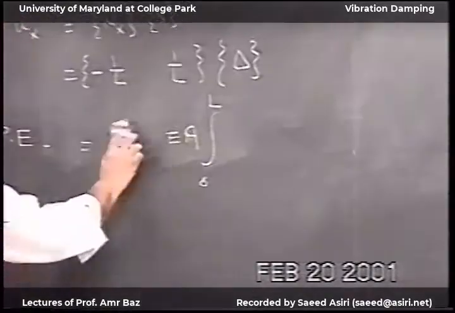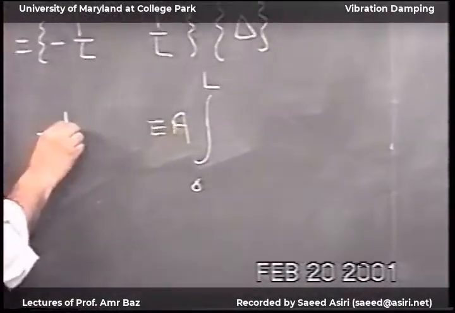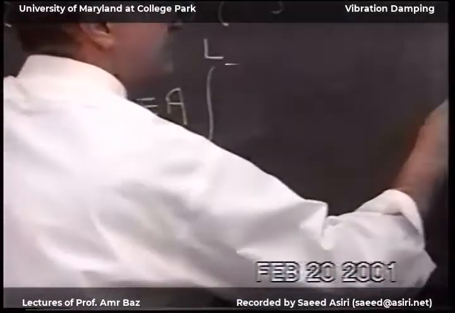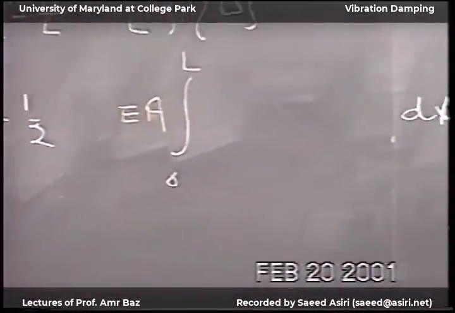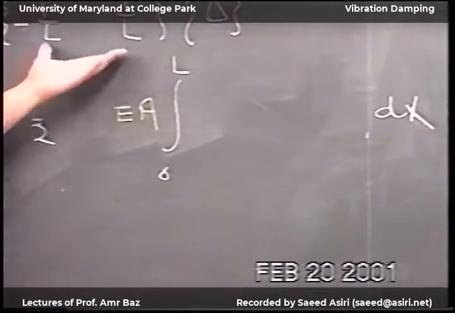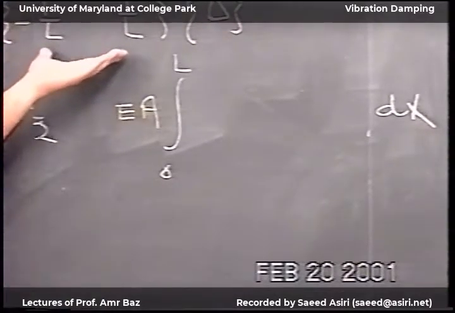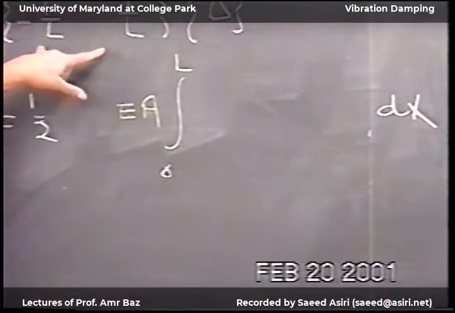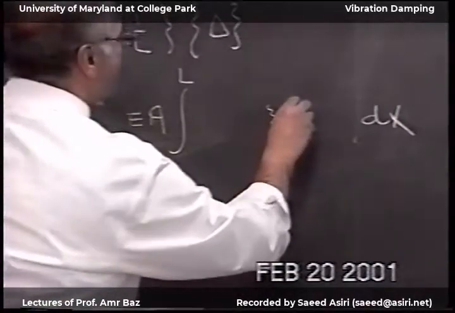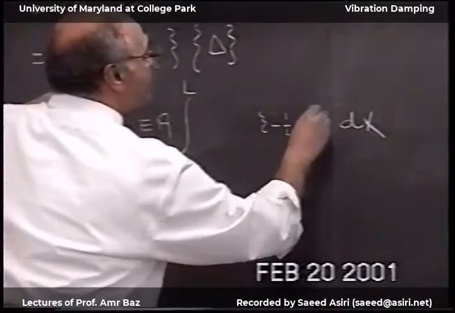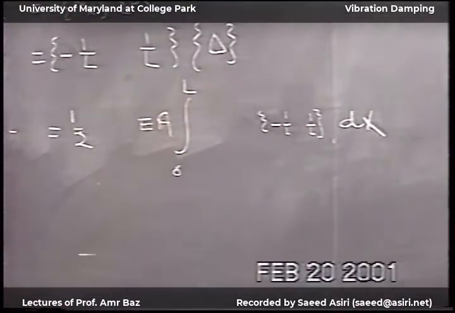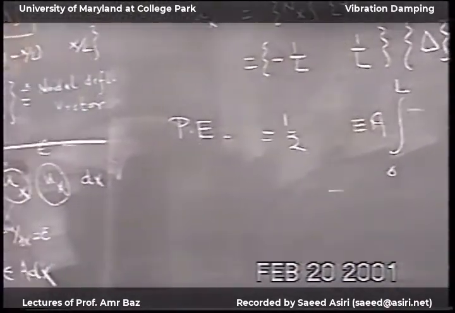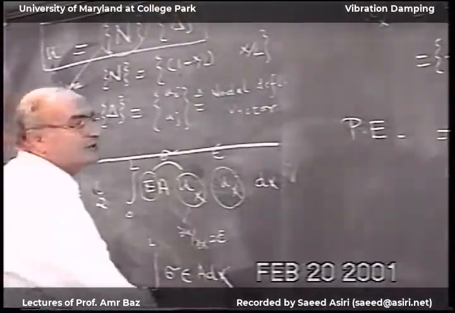And I'll make this 1/2 here. And then we have dx here. And I'll replace u of x by this matrix, which is 1 by 2, times this delta. This delta is the nodal deflections. These are fixed, so they are independent of x. So I'm going to take these out.